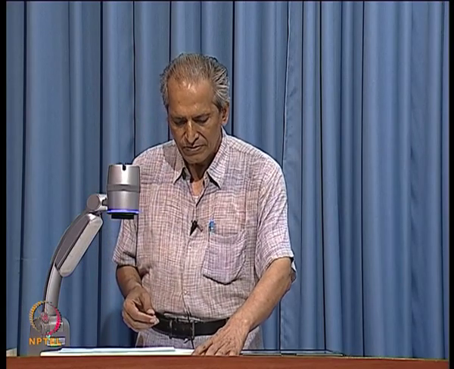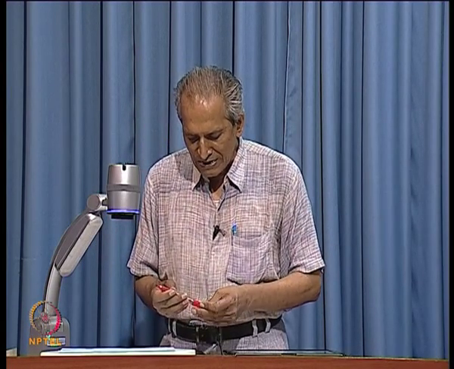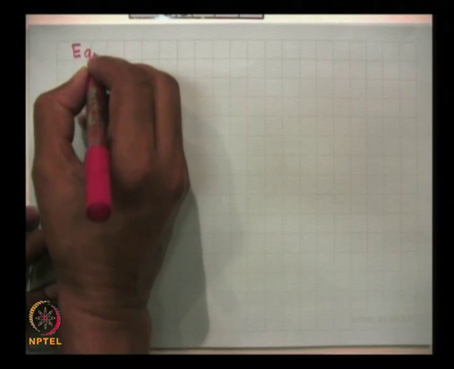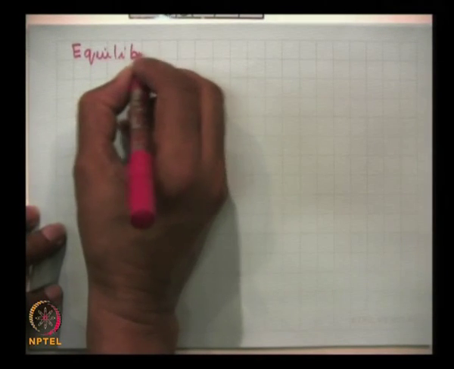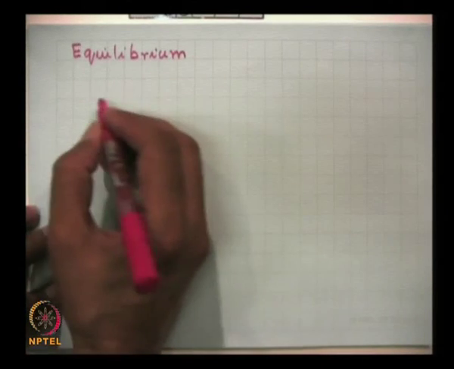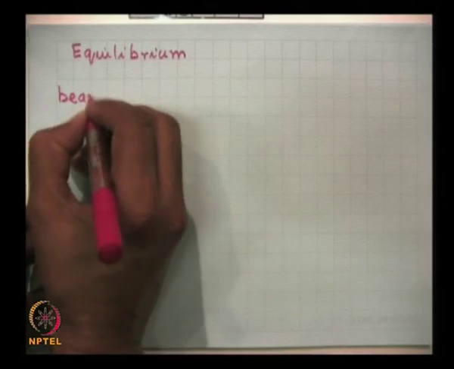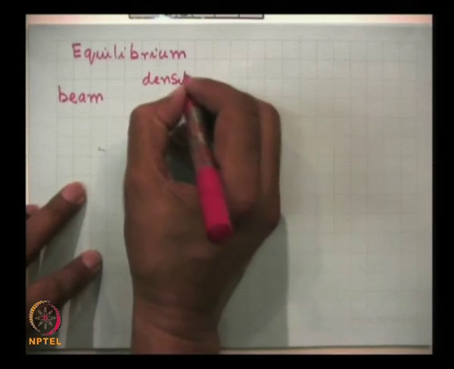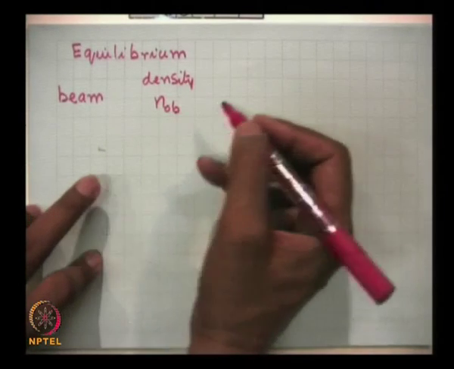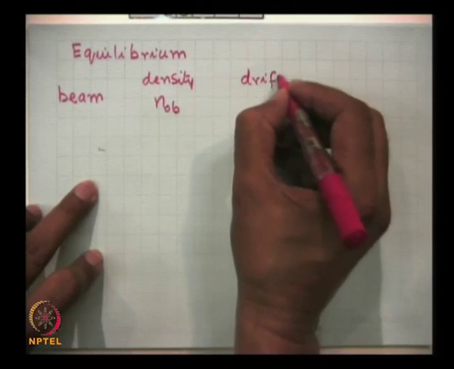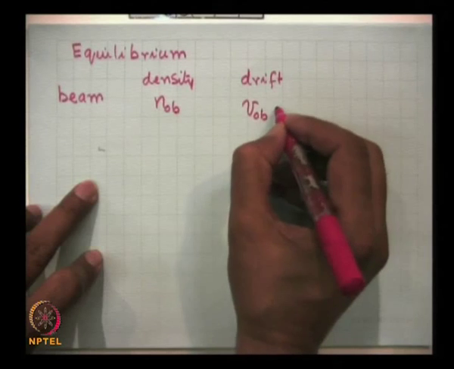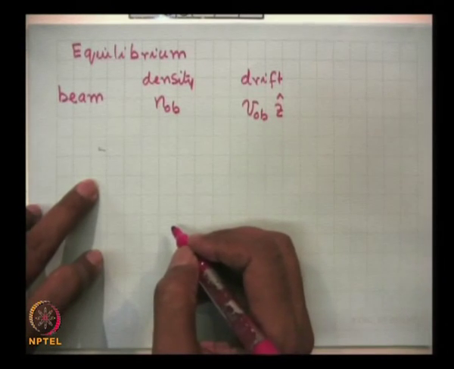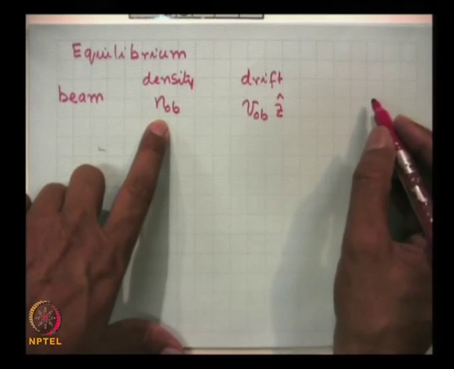Now, let us carry out the instability analysis, which is rather simple. What we have to do? We have to begin with an equilibrium and solve the equation of motion. What is our equilibrium? First of all, I will write down the beam equilibrium. The beam has a density n0b in equilibrium. It has a drift velocity, I will call this V0b, and it is in the z direction. The beam has no temperature, no collisions.